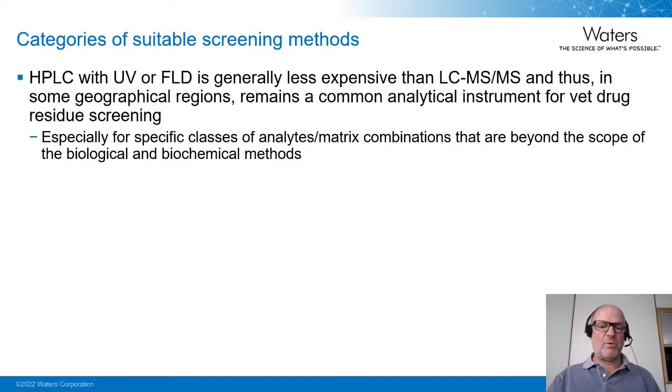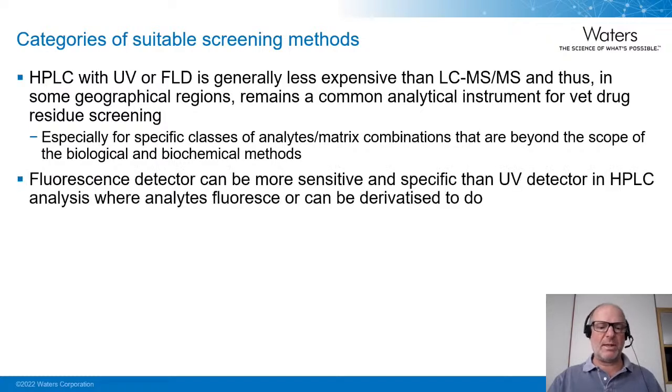HPLC with some form of optical detector is also a common choice for suitable screening methods, especially to cover the classes of analytes or matrix combinations that are beyond the scope of some of the biological or biochemical methods referred to previously. Fluorescence detection is very popular. It can be more sensitive and specific than a UV detector in HPLC. Of course, you need the analyte to fluoresce naturally, but sometimes if they don't fluoresce, we can derivatize them to make sure they fluoresce.